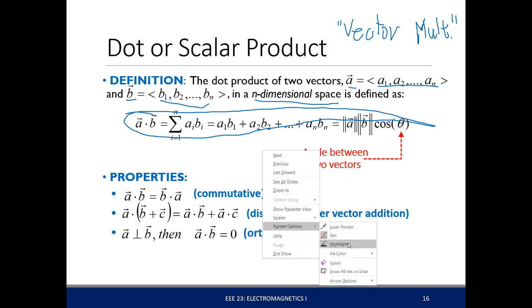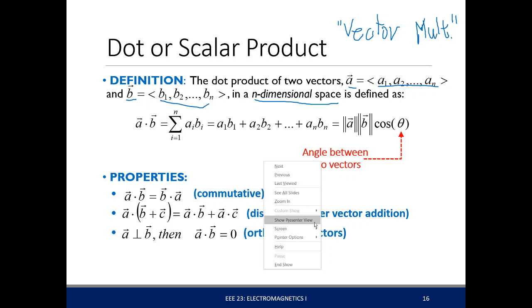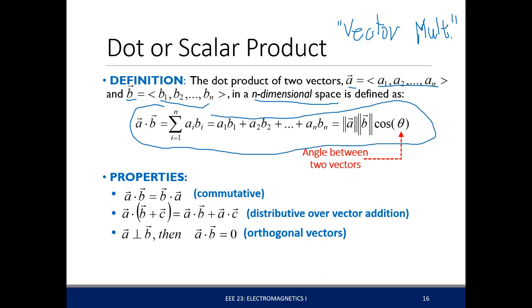Sorry about that. Let me just fix that. There you go. So this is defined by this equation. Don't be worried by the length of this equation. Basically, it just says that you need to multiply each component by the corresponding component of the other vector, and you add the products of each component.